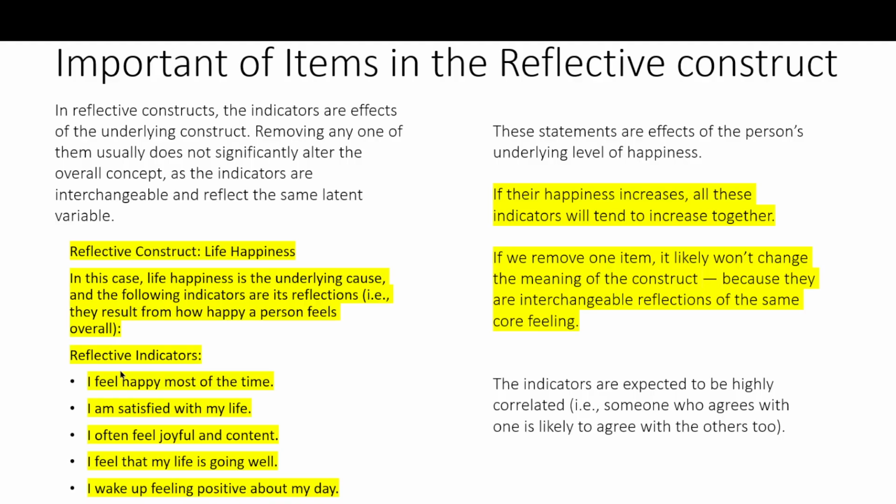Now, the reflective indicators are: I feel happy most of the time, I am satisfied with my life, I often feel joyful and content, I feel that my life is going well, I wake up feeling positive about my day. Now, these statements are effects of the person's underlying level of happiness, and if their happiness increases, all these indicators will tend to increase together. Now, what is important? If we remove one item, it likely won't change the meaning of the construct because they are interchangeable reflections of the same core feeling. The indicators are expected to be highly correlated. That is, someone who agrees with one is likely to agree with the others too.